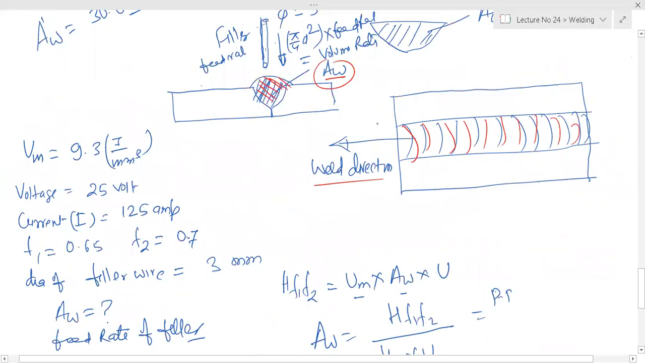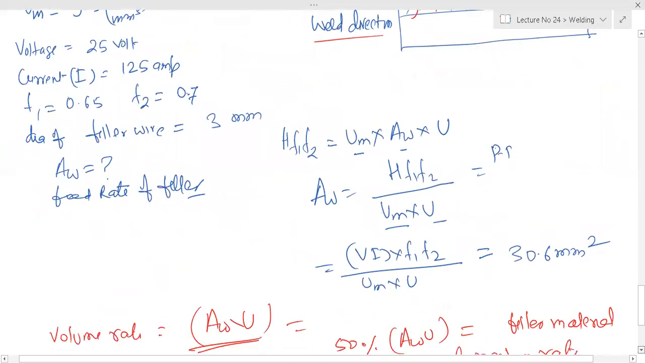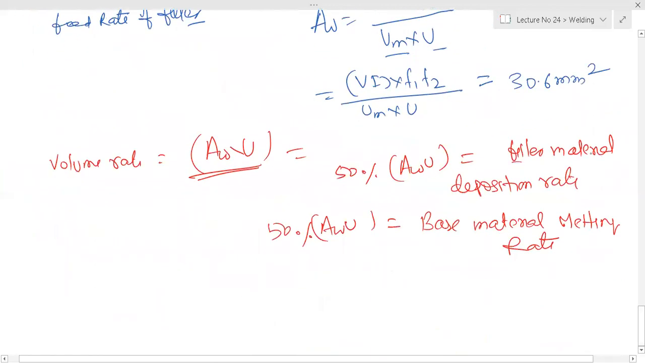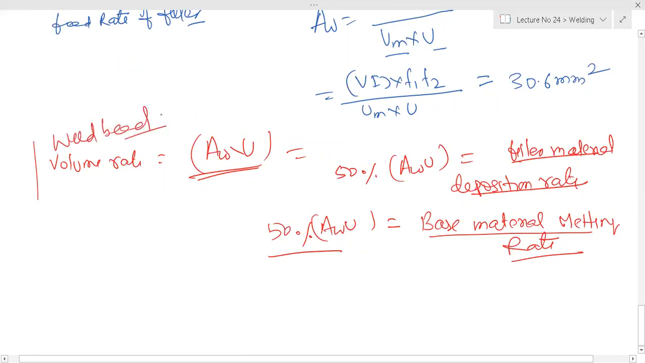So this is your weld bead. This is the weld bead cross section area, and this is the volume, right? So this rate we can make it half for your filler material deposition rate, and half of this volume rate is the base material rate. Half is filler, half is parent material, and this is the volume rate of the total weld bead. Now weld bead is made in this volume rate.